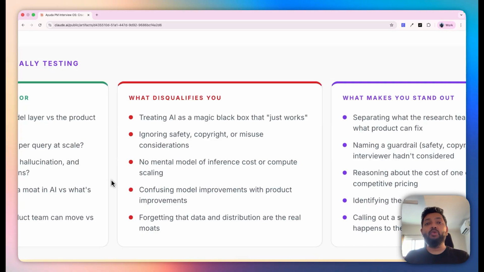And then if you confuse the product and the model layer, right? Like I explained in detail what a product layer is, what a model layer is. If you confuse both, then of course you have a tough chance. And then of course, when you don't talk about the real moat, when you don't talk about the real differentiator in AI products, you lose out.